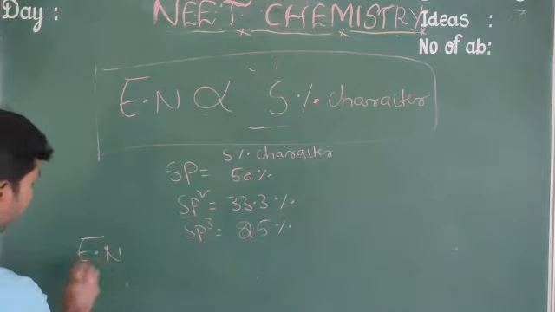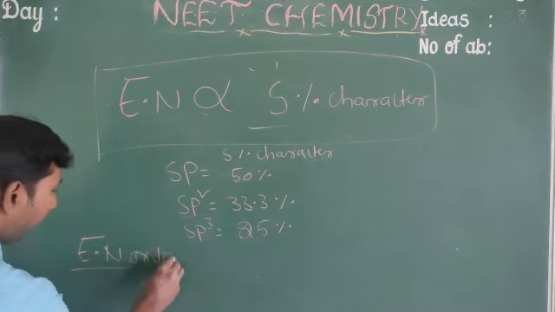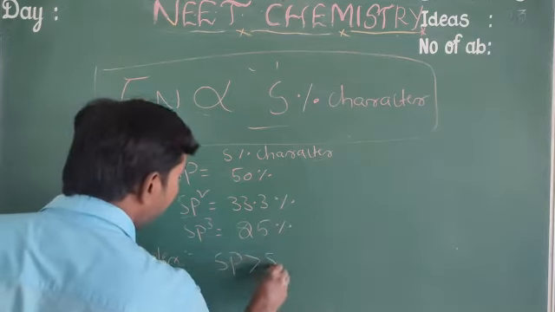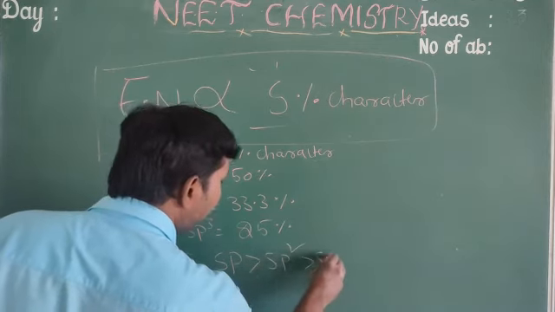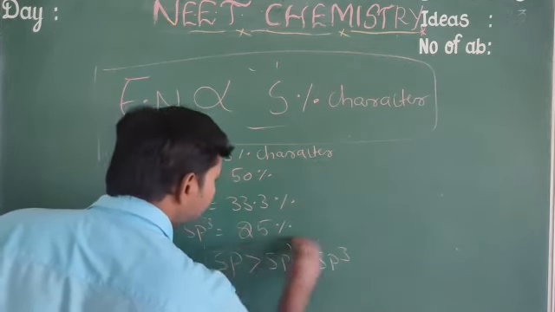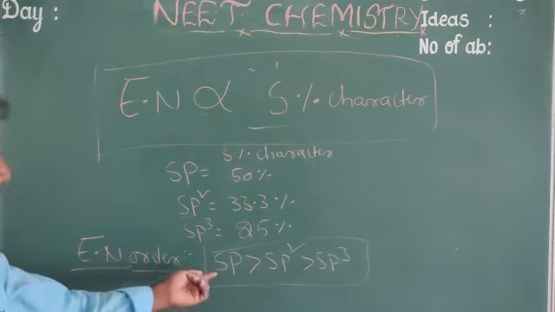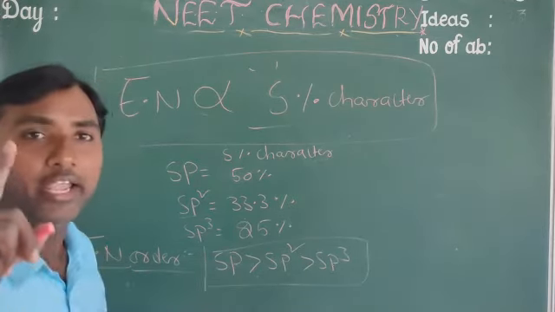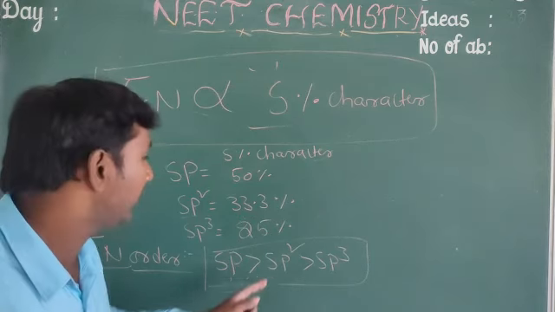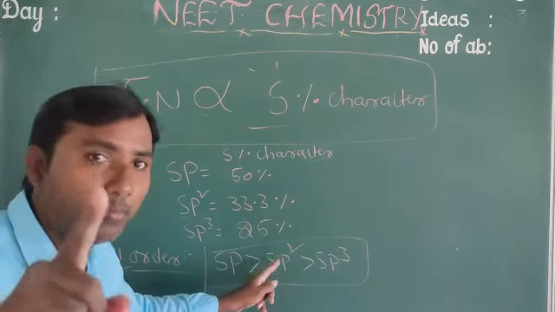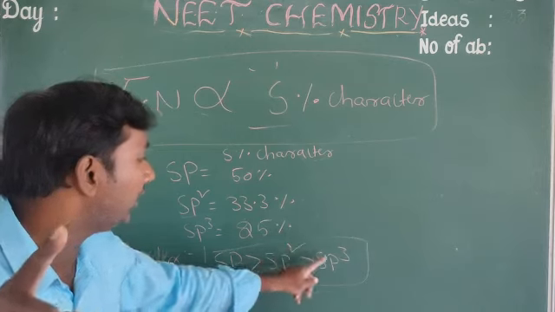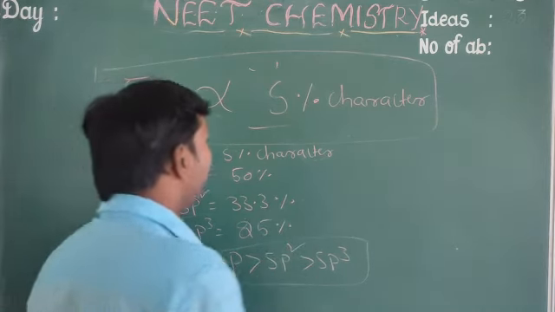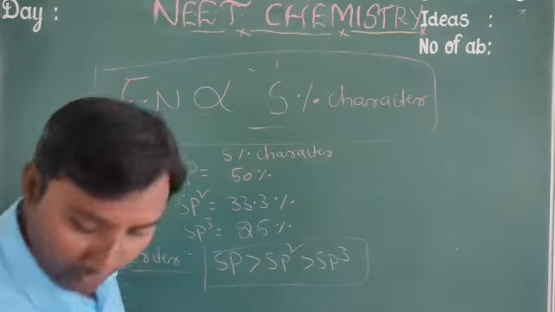That's why the electronegativity order is SP greater than SP2 greater than SP3. That means SP hybridization compounds are more electronegative than SP2 hybridization compounds, and SP2 hybridization compounds are more electronegative than SP3 hybridization compounds. Okay, so some examples.